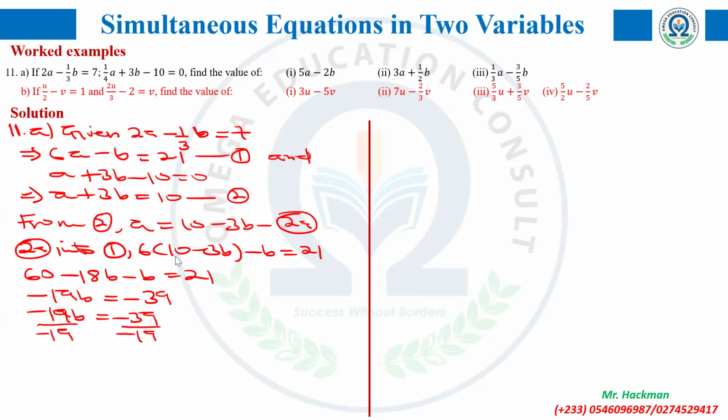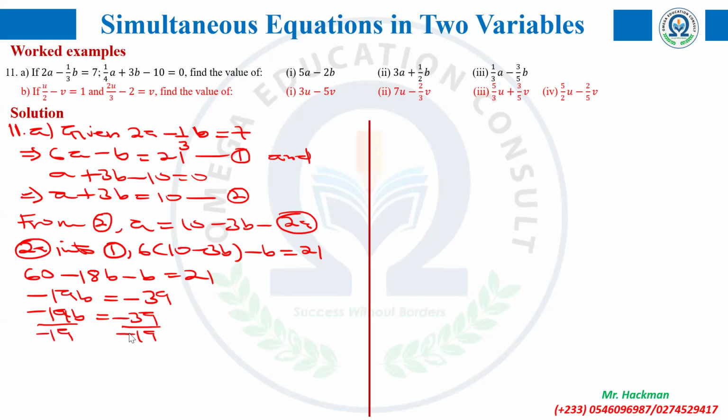So 60 minus 18b minus 9. Did I say minus b is equal to what? 21. And this came from 3 times 7. So we are right from that step. So let's see. This will give us minus 19. Then 21 minus 60 will give you minus 39. So that's correct. So this will give us exactly what you have there.